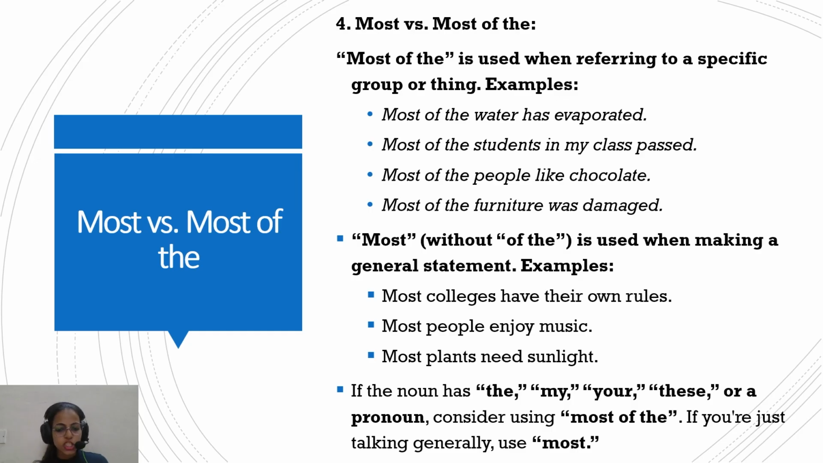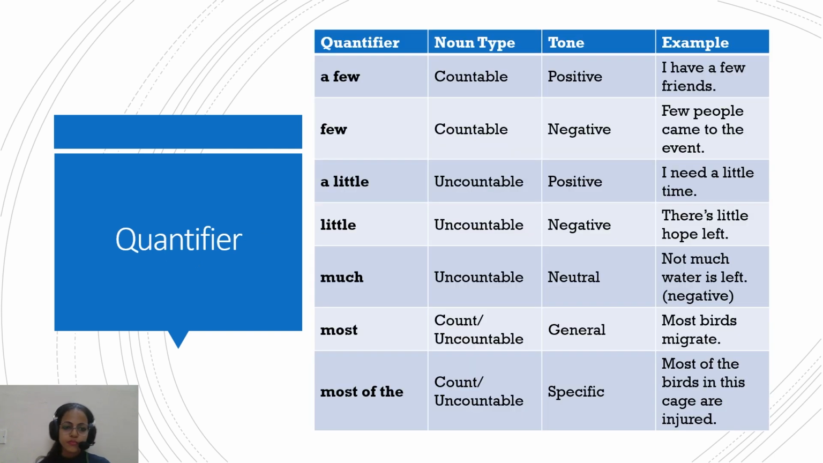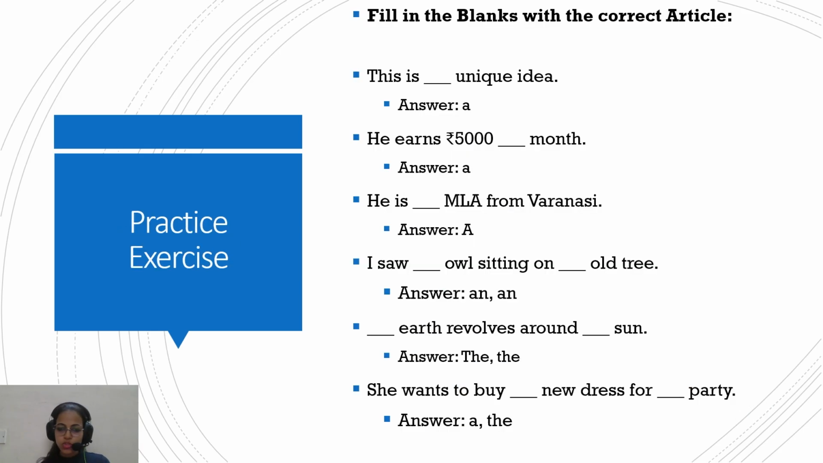So this can be one of your cheat codes: if you encounter my, your, these, use most of the, and otherwise use most. Okay, so here is your quick summary of quantifiers: a few, little, a little, much, most of the. Now we have come to the end of both the topics, and let's try to do some practice questions.